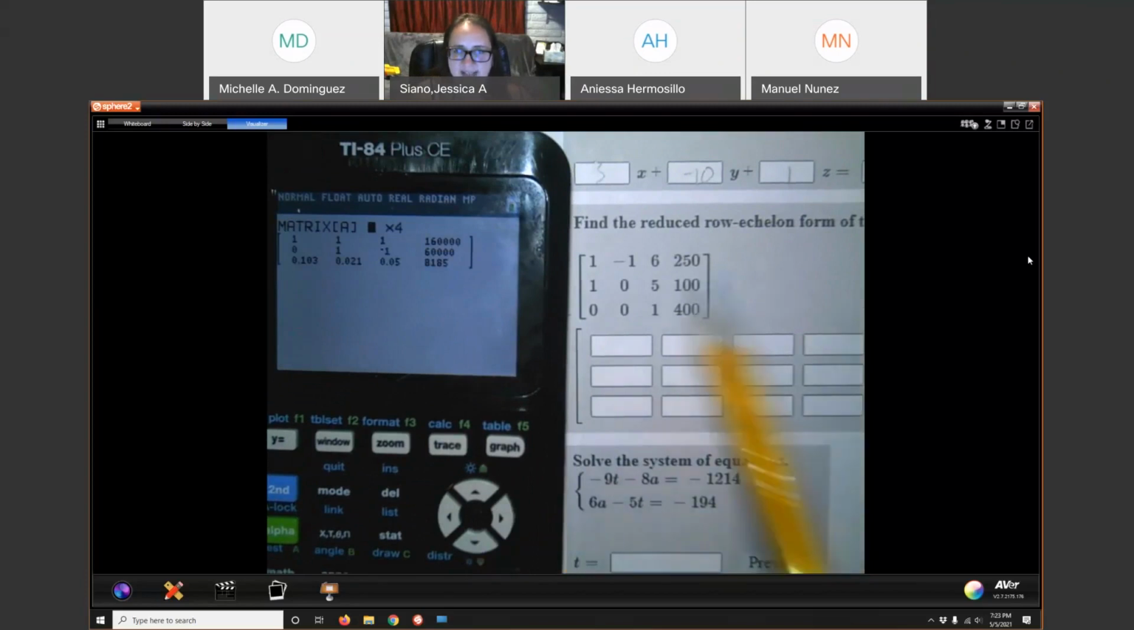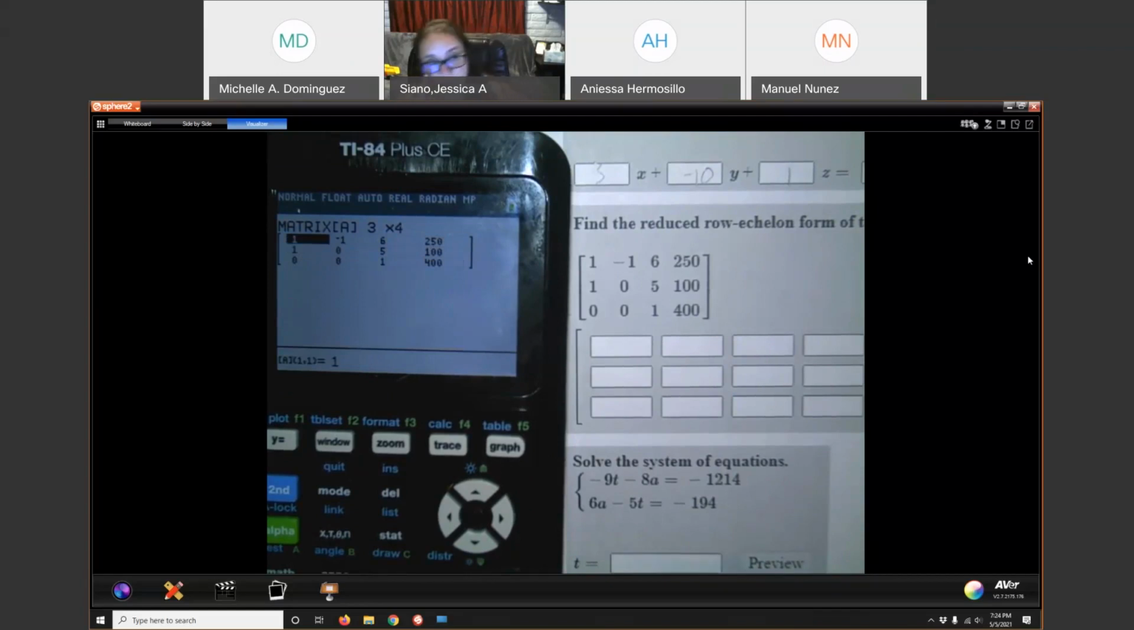Now this matrix has 3 rows and 4 columns. So I do 3 enter, 4 enter. And then I just enter the numbers, pressing enter after each one in order to save it. So 1 enter, -1, 6, 250, 5, 100, 0, 0, 1, 400. Okay. And once you have your matrix entered, press second and then mode to quit back to your main screen.